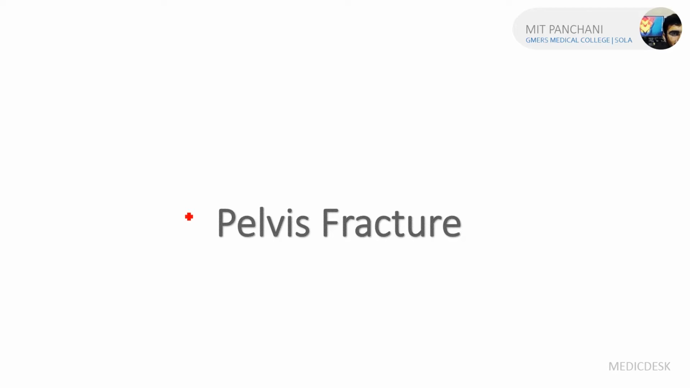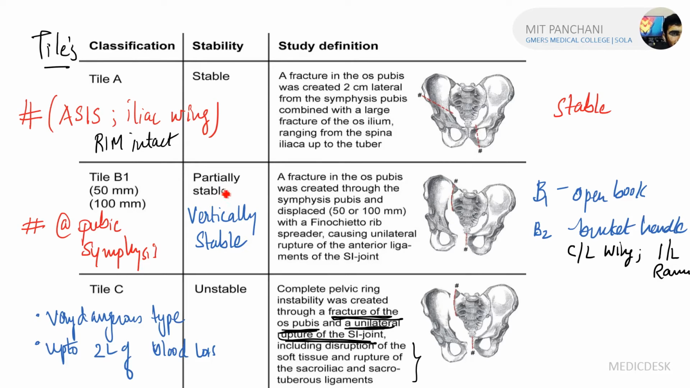So in this video I am going to talk about the pelvis fracture. According to Tile's classification, in type A, the fracture is stable. Why is it stable? Because this rim, the pelvic rim, is intact. The fracture is at the anterior superior iliac spine or on the iliac wing. They can be told as an isolated fracture, but they are not coming into the way of the rim of the pelvis, and so it is a stable fracture.